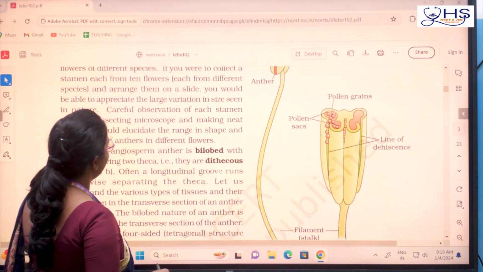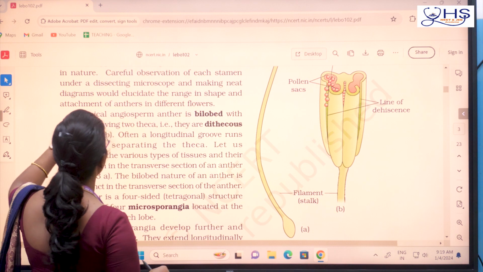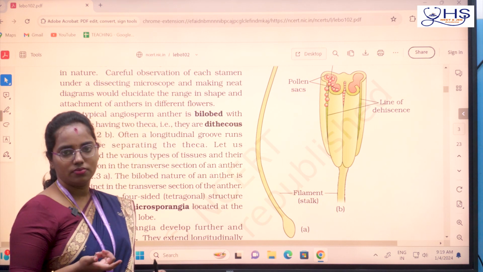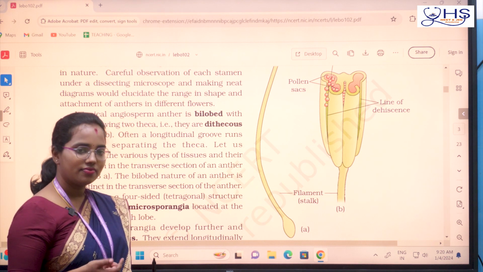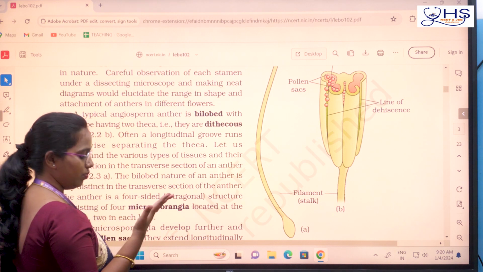Next: a typical angiosperm anther is bilobed, with each lobe having two theca. Theca is the technical word for lobe. They are dithecous, which means two thecae.